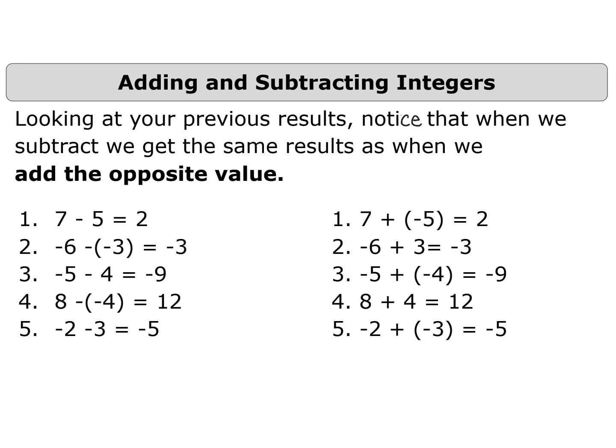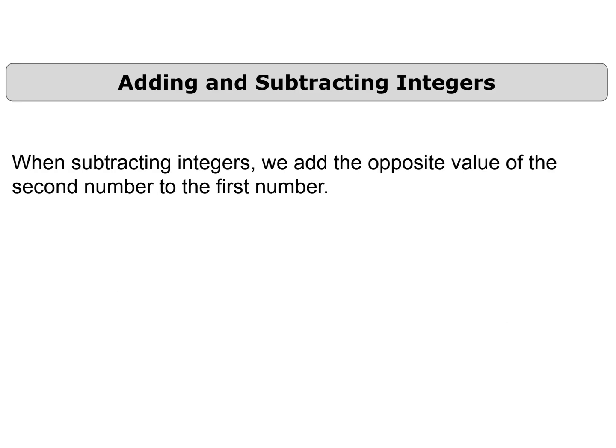Most of the time students understand the rules for adding integers pretty well. So when it comes to subtracting integers, we could always just rewrite them as adding the opposite and then follow our rules for adding integers. So when we subtract integers, we add the opposite value of the second number to the first number.